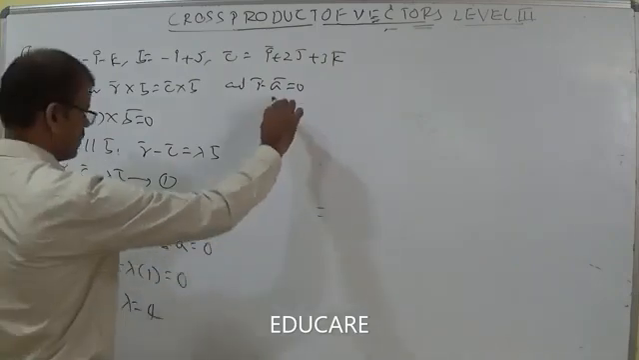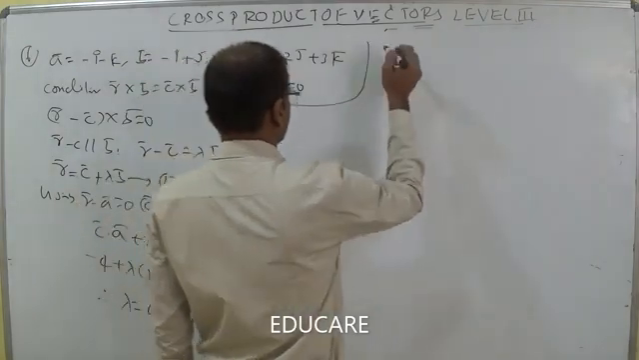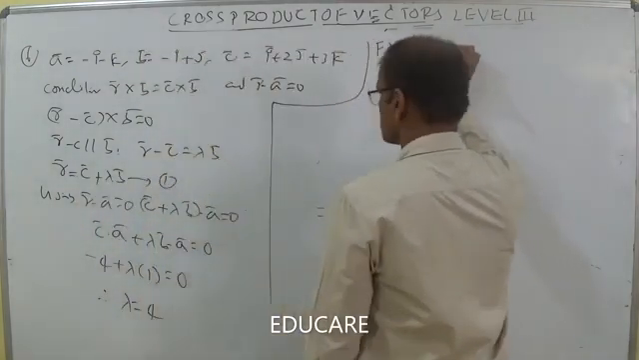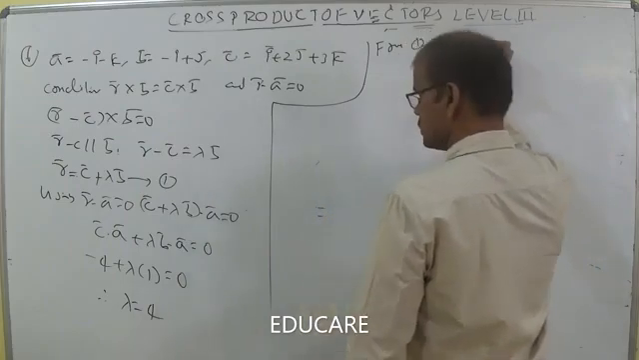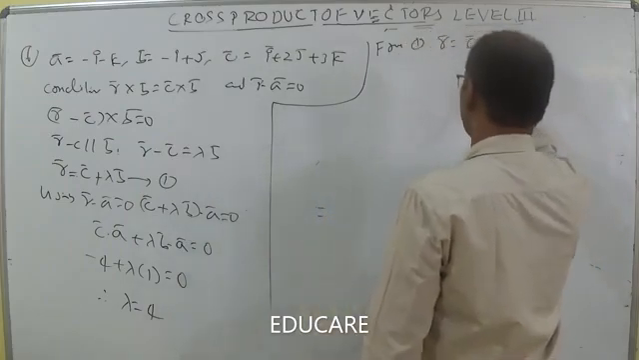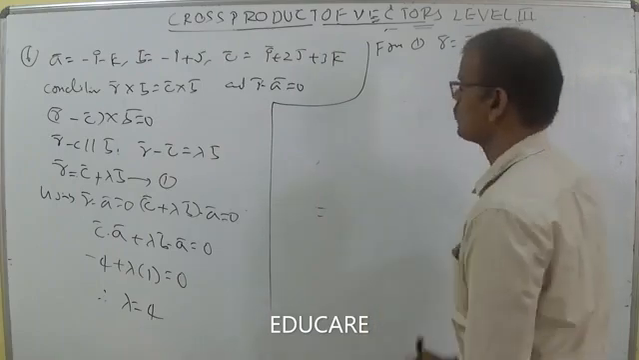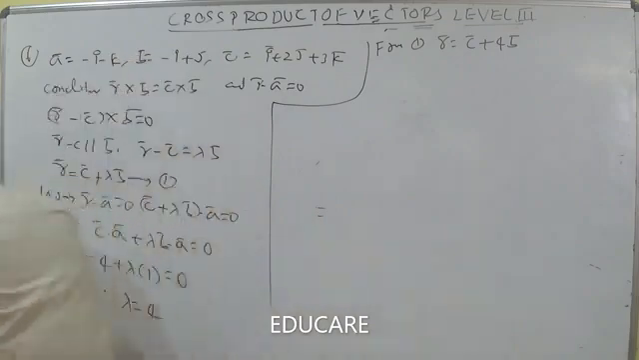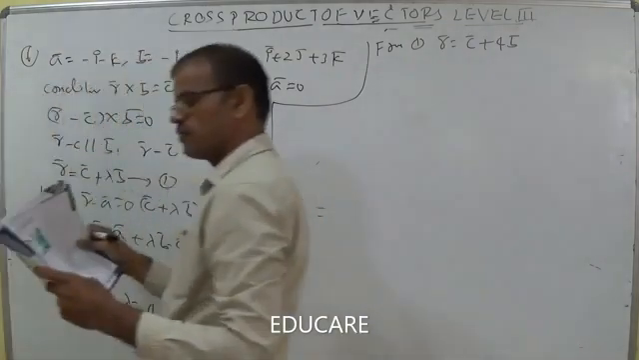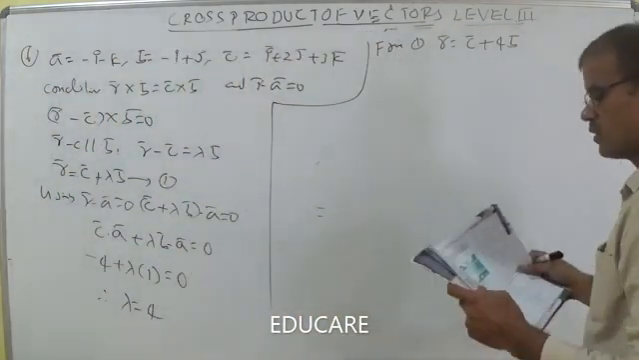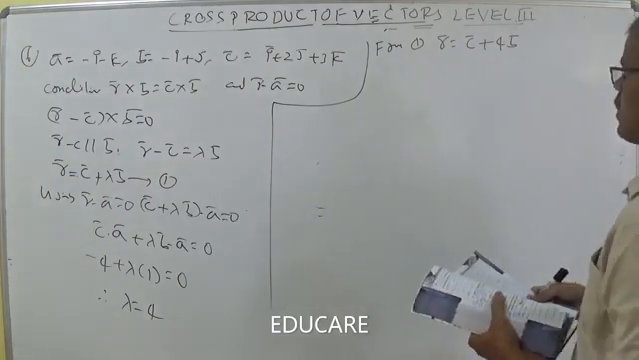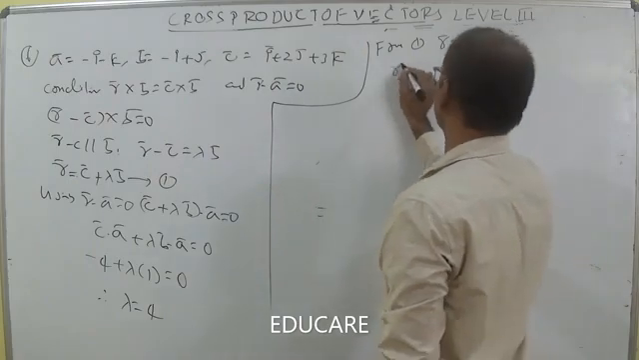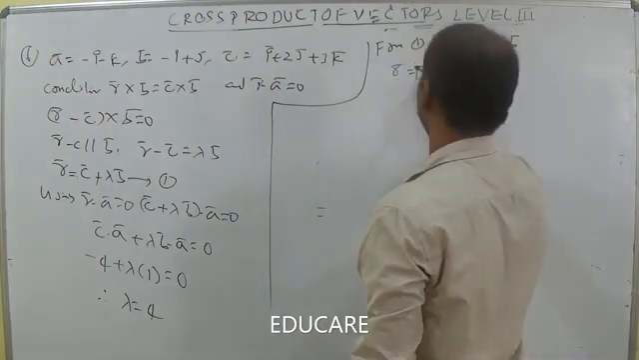From equation 1, you can substitute the value of lambda. So R bar is equal to C bar plus 4B bar. So what is the value of it? First let us see the question. Fifth question: R bar dot B he is asking. So first of all, we should calculate R. What is the value of R? Using this, C bar plus 4B bar.